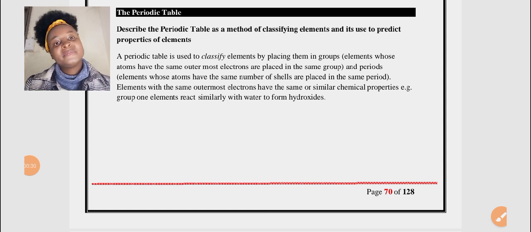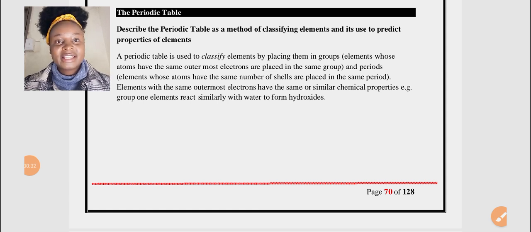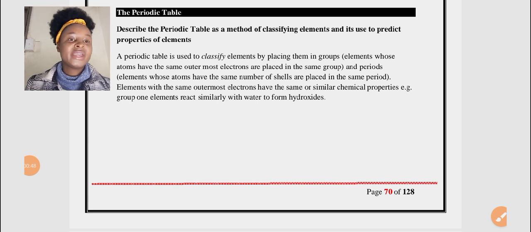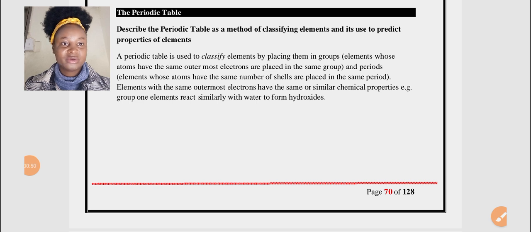So what does it mean? Let's just say elements with one electron in the outer shell are all in the same group. All of them, as long as they've got one electron in the outer shell, will be in the same group. Elements with two electrons will also be in the same group. Then 3, 4, all the way up to 8 electrons in the outer shell, right?